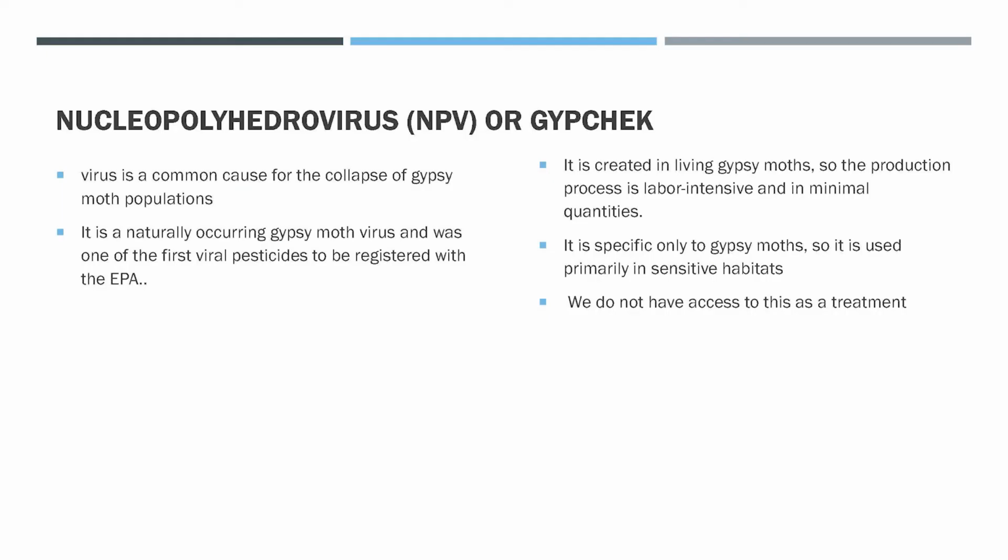Nucleopolyhedrovirus, or GypChek, is a viral common cause for the collapse of gypsy moth populations. It is a naturally occurring virus and was one of the first viral pesticides to be registered with the EPA. It is specific only to gypsy moths, so it is used primarily in sensitive habitats. Therefore, we do not have access to this.